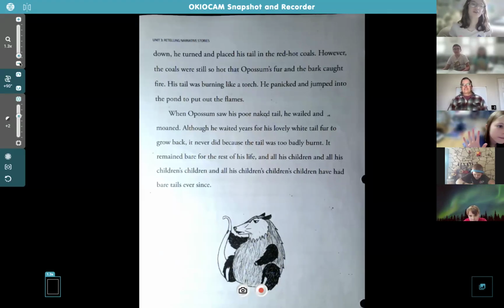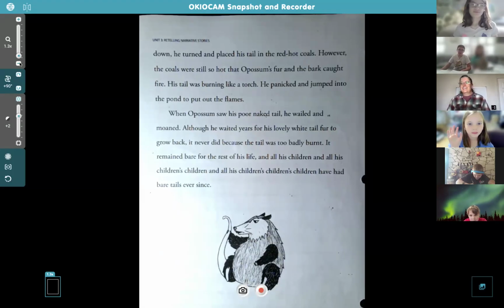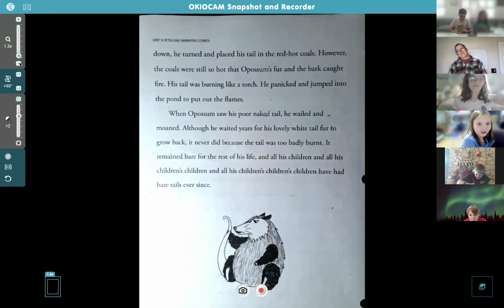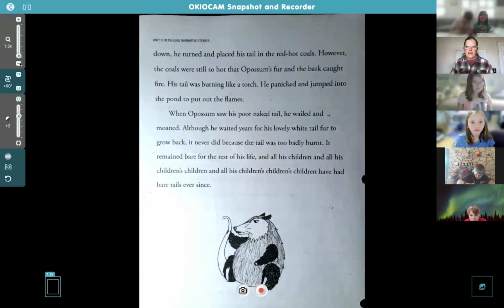Don't trust raccoons. Allison, you have a different one? Don't lie like raccoons. Oh, yeah, don't lie. Like raccoon. That's another good one. Yes. And it's hard to, you can trust your parents.